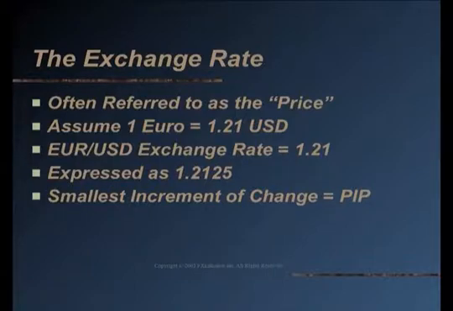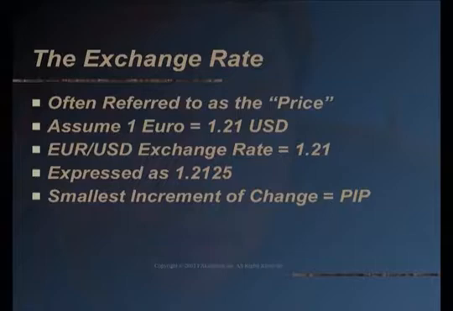So let's assume for our purposes that right now 1 euro is equal to 1.21 US dollars, or $1.21. Then we could say that the exchange rate between the euro and the US dollar is 1.21. However, we're going to carry that out two more decimal places. For example, we could express it as 1.2125. So we're carrying it out two more spaces. And the smallest increment of change, that last place, that last digit, those are pips.